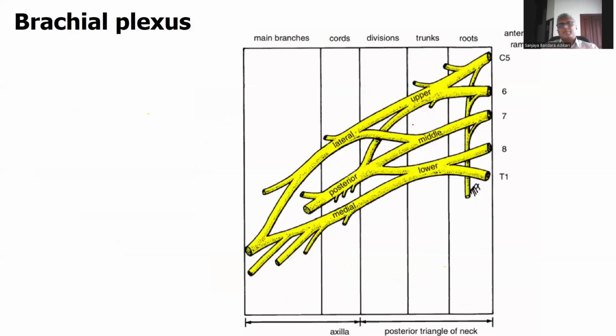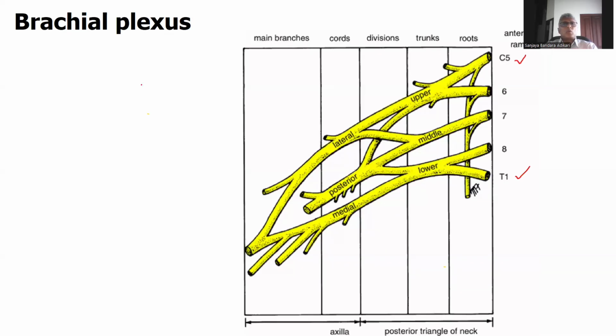I will go through the brachial plexus just so you can recall it. The important things: it's from C5 to T1. These five spinal segments will give rise to the spinal nerves, and the spinal nerves coming from these segments will give rise to the brachial plexus. That is an important point for you to remember.